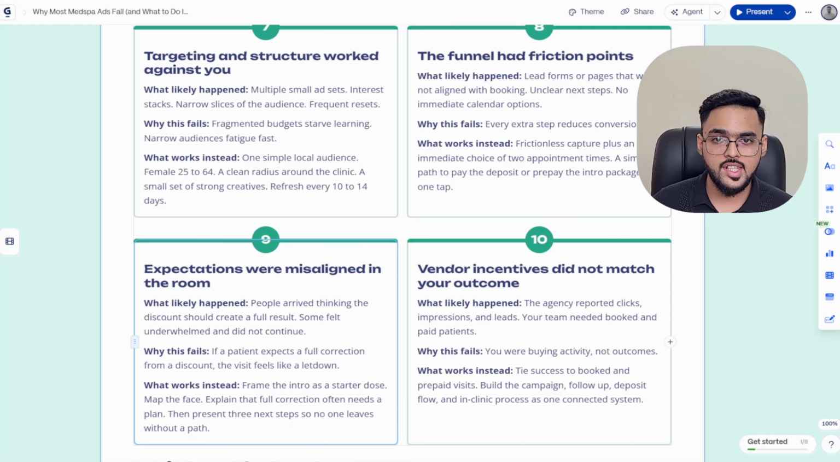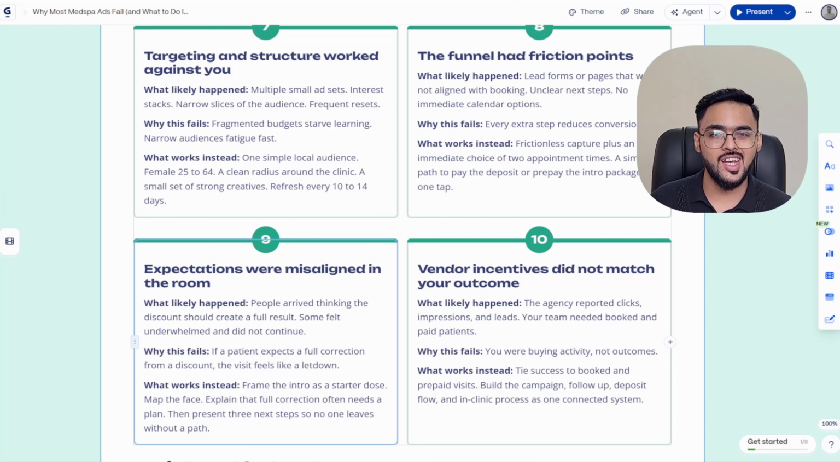The ninth reason is expectations. Here's what often happens. Someone sees a Botox or filler discount in an ad, and in their mind, they imagine the full correction. No lines, maybe smoother forehead, the whole thing. But when they come in and only get a small portion of that result, they feel underwhelmed. It's not that the treatment didn't work, it's what they pictured didn't match what they received.